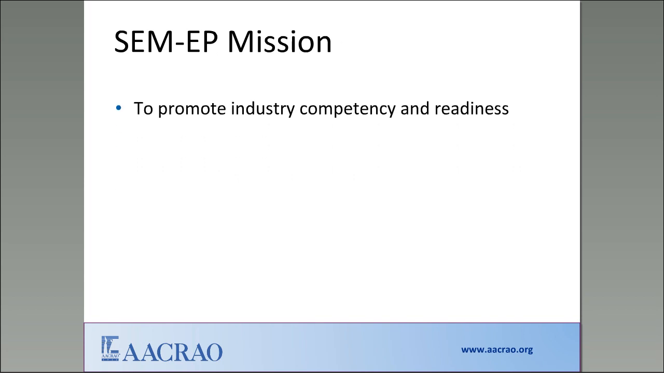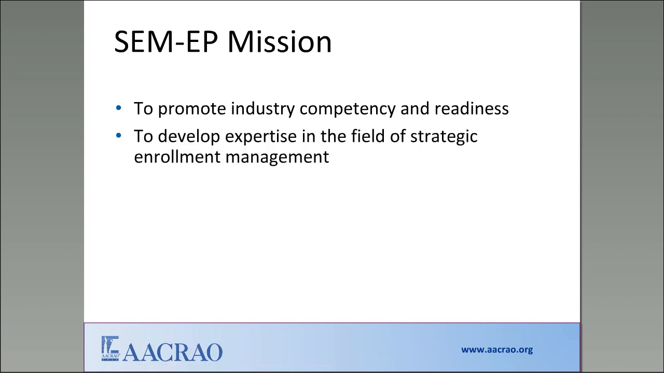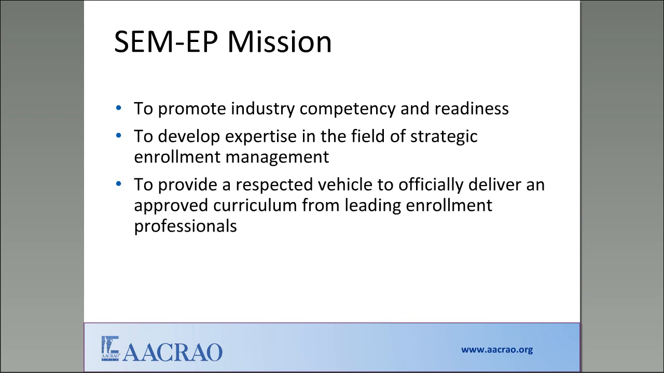The mission of the endorsement program really is to produce competencies and readiness for those who are interested in moving and advancing into leadership positions within enrollment management, also to develop expertise within the field. This is one of only a few credentials that are available nationally.